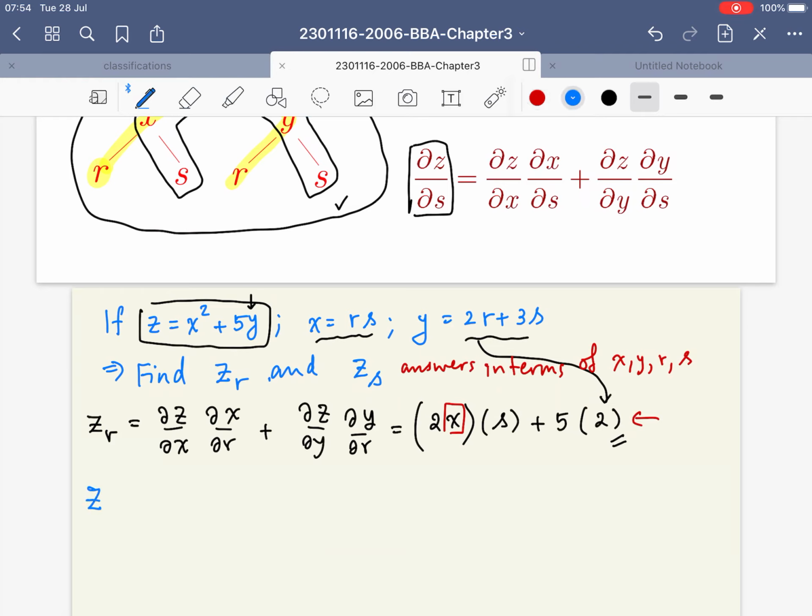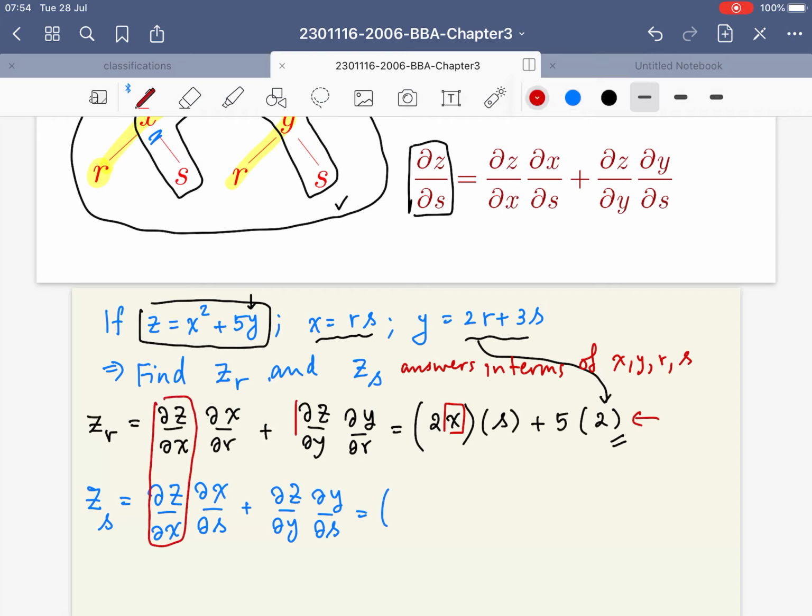Let's look at the second one. If you need to find dz by ds, you have dz by dx through this one first, and then dx by ds, and dz by dy, followed by dy by ds. Can you notice something here? The dz by dx is the same. It will always be the same. So if at the beginning you did it right, then you don't need to calculate it again. This one must be 2x.